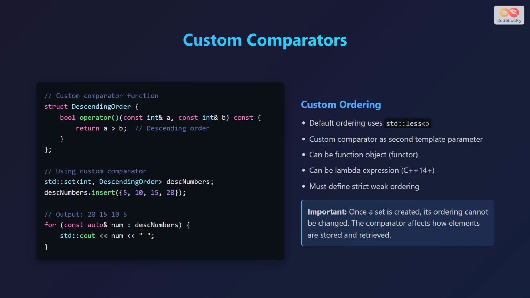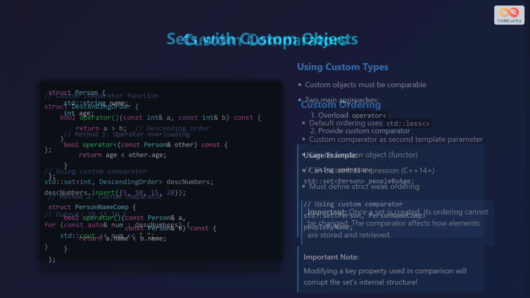To use this custom comparator, declare a set with the second template parameter set to your custom comparator type. When you insert elements into the set, they will be sorted according to your custom comparator. This code demonstrates how to create and use a custom comparator to sort elements in descending order. Once a set is created, its ordering cannot be changed. The comparator affects how elements are stored and retrieved.